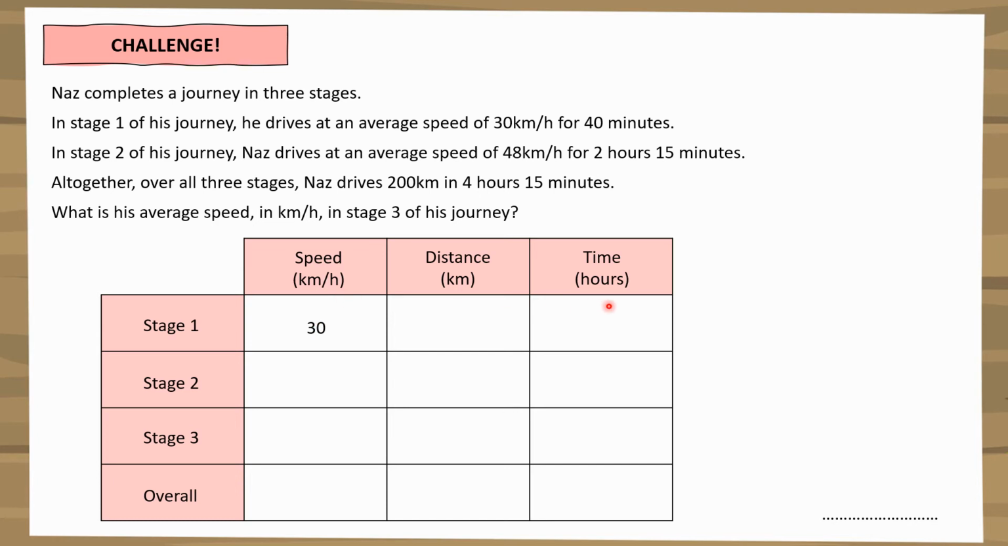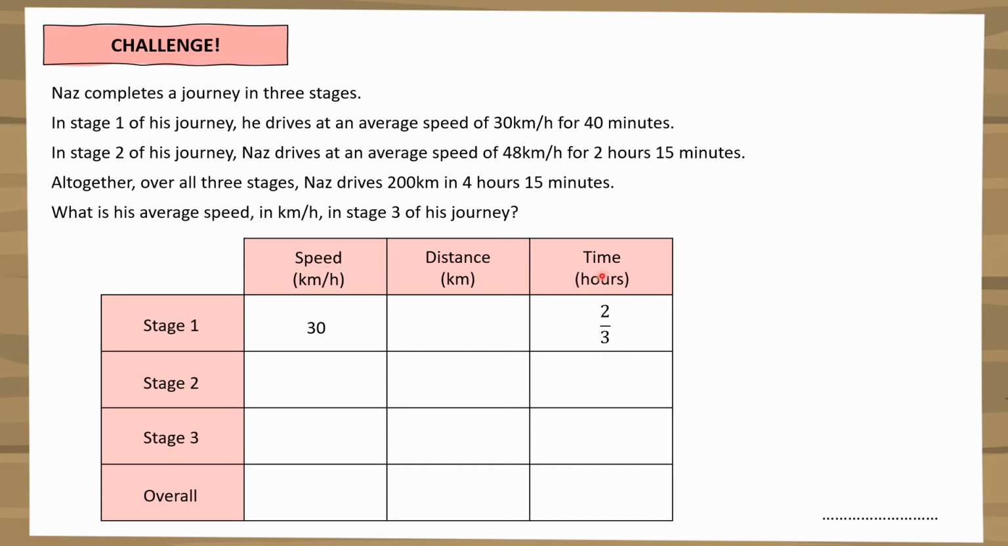And then the time is 40 minutes. Now there is an argument here that it might be okay just for now to write 40 minutes in here, but I am going to stick to what I said and I'm going to convert it straight away into hours. Now 40 minutes is 40 out of 60 of an hour, so you can write it as 40 over 60 as a fraction, or that does simplify to 2/3. So I have put that in as 2/3.